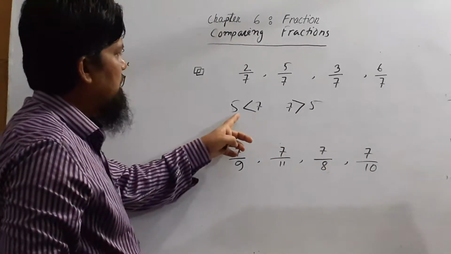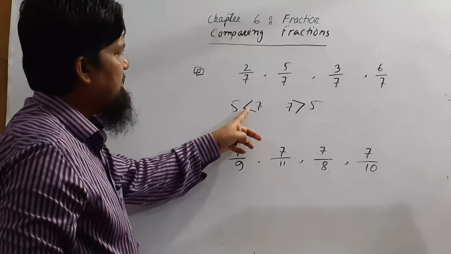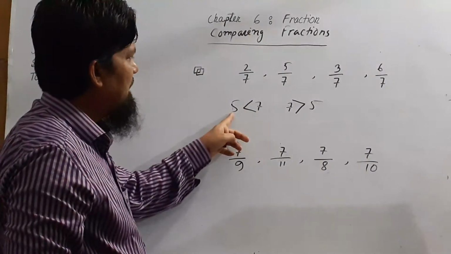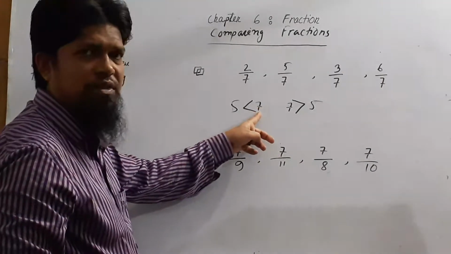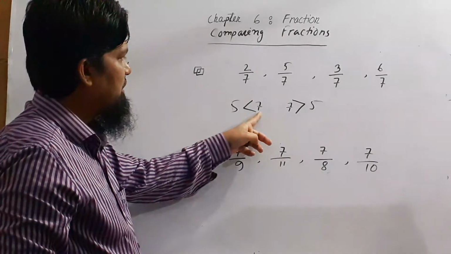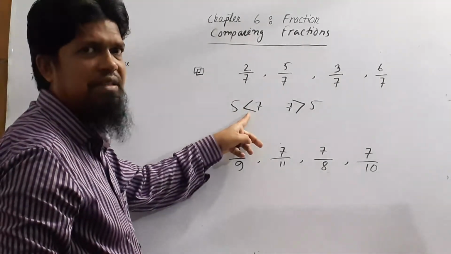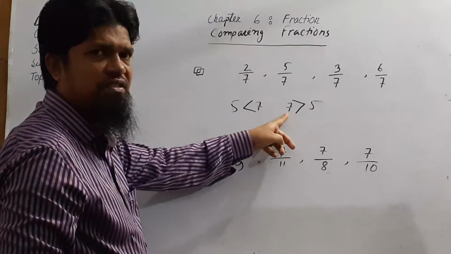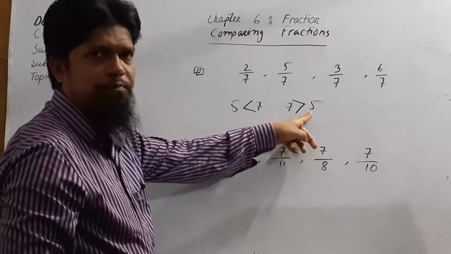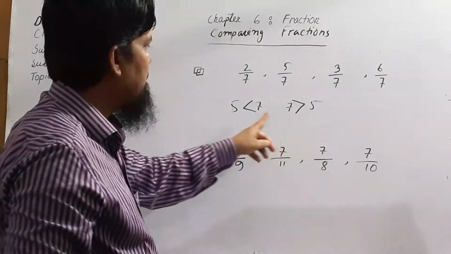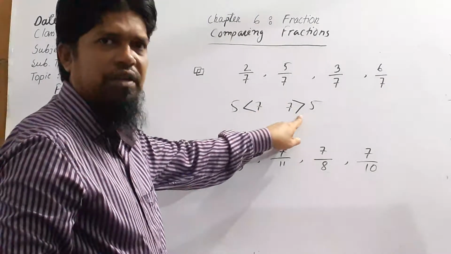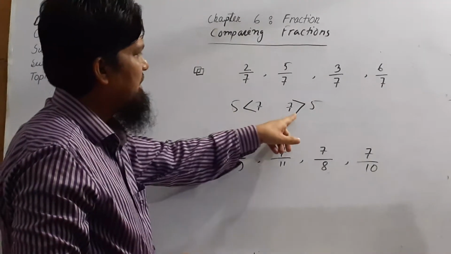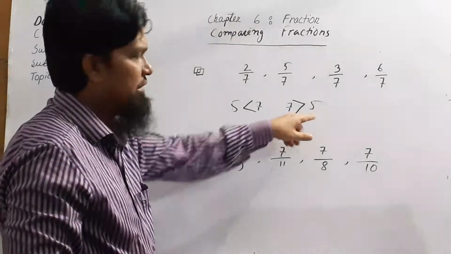So in this mathematical symbol, the smaller number comes first and the greater number comes later. That's why this symbol is called less than sign. Since in this example the greater number comes first and the smaller number comes later, it is called greater than sign. So 5 is less than 7, 7 is greater than 5.